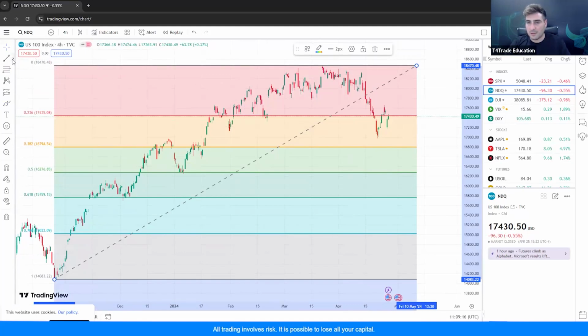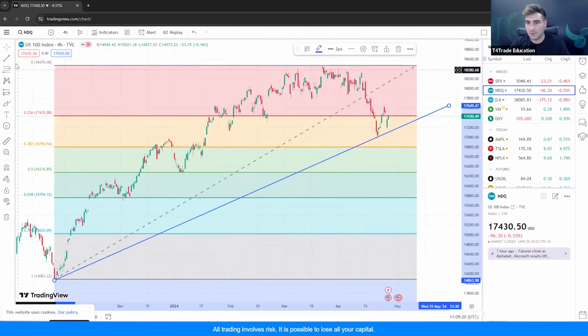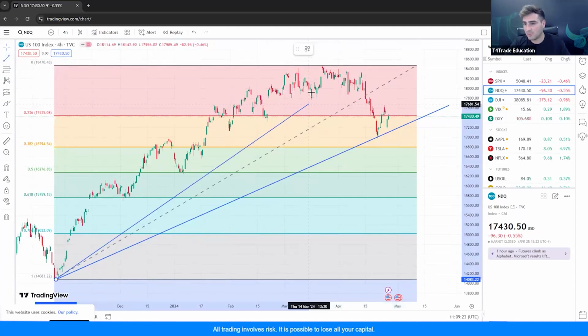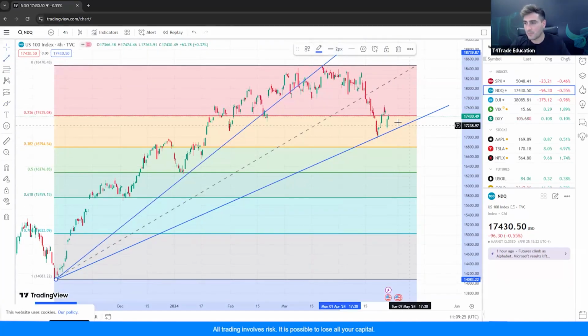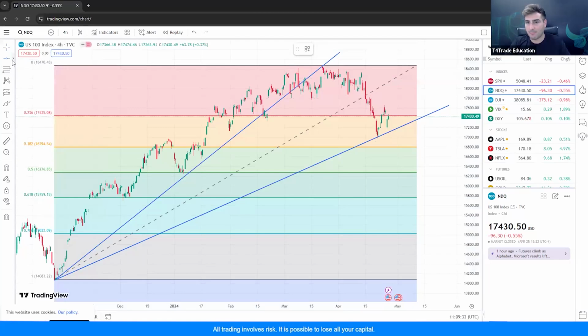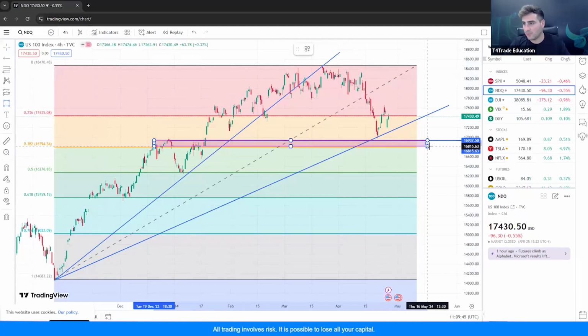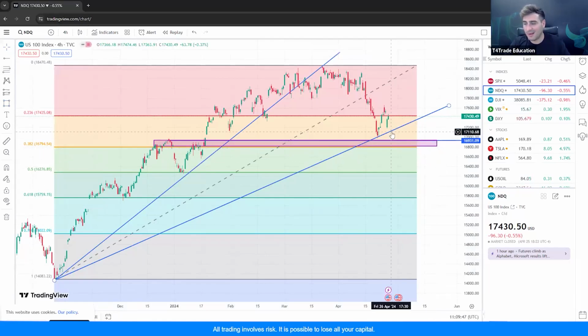So the ideal scenario for me is going to be based upon many factors. It's not going to be purely based on Fibonacci retracement tools. What I would like to see is the complete breakdown below this kind of level or this area. Let me find this. What is the tool for rectangles? So this area is crucial for me. I need to see a complete breakdown of the price action below this kind of level.